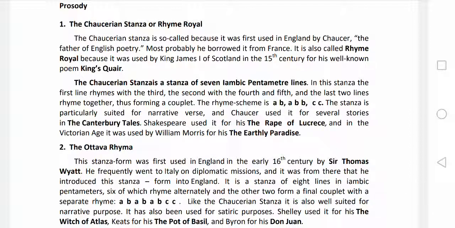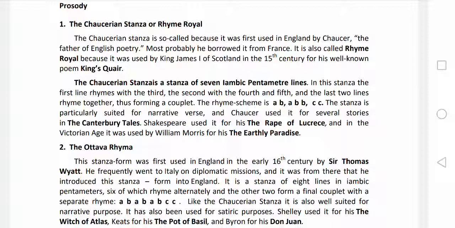Let's begin with the Chaucerian stanza. It's also called royal rhyme, so called because it was first used in England by Chaucer. He's the father of English poetry. Most probably he borrowed it from France. It is also called rhyme royal because it was used by King James I of Scotland in the 15th century for his well-known poem The King's Quair.